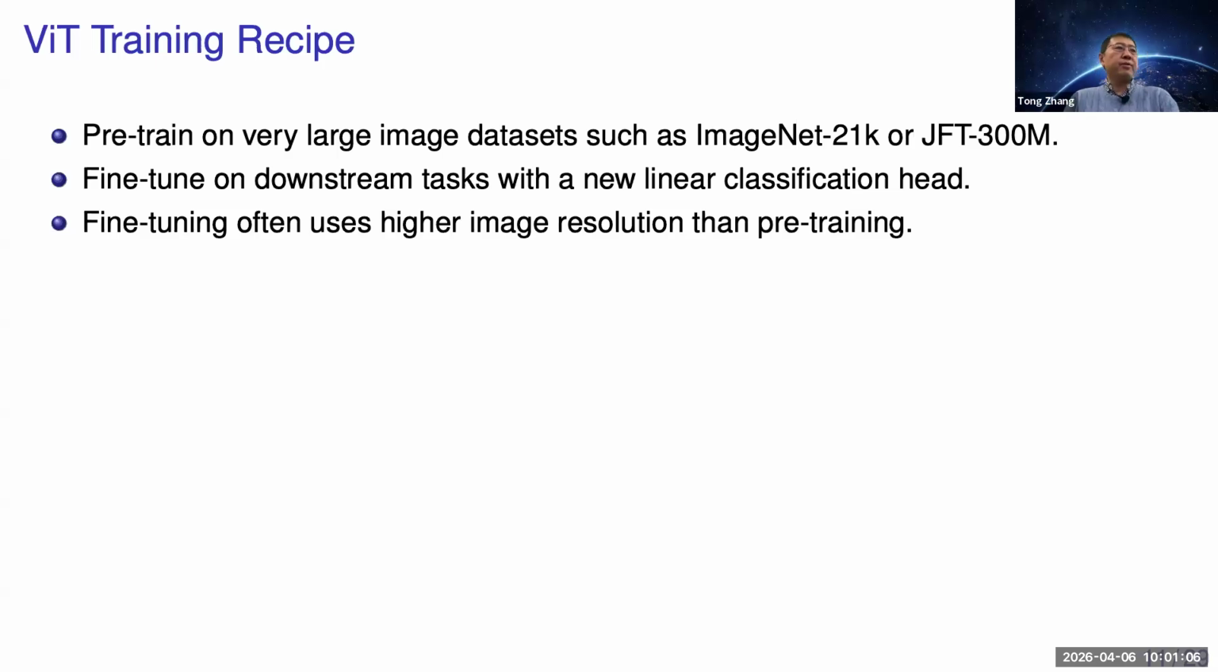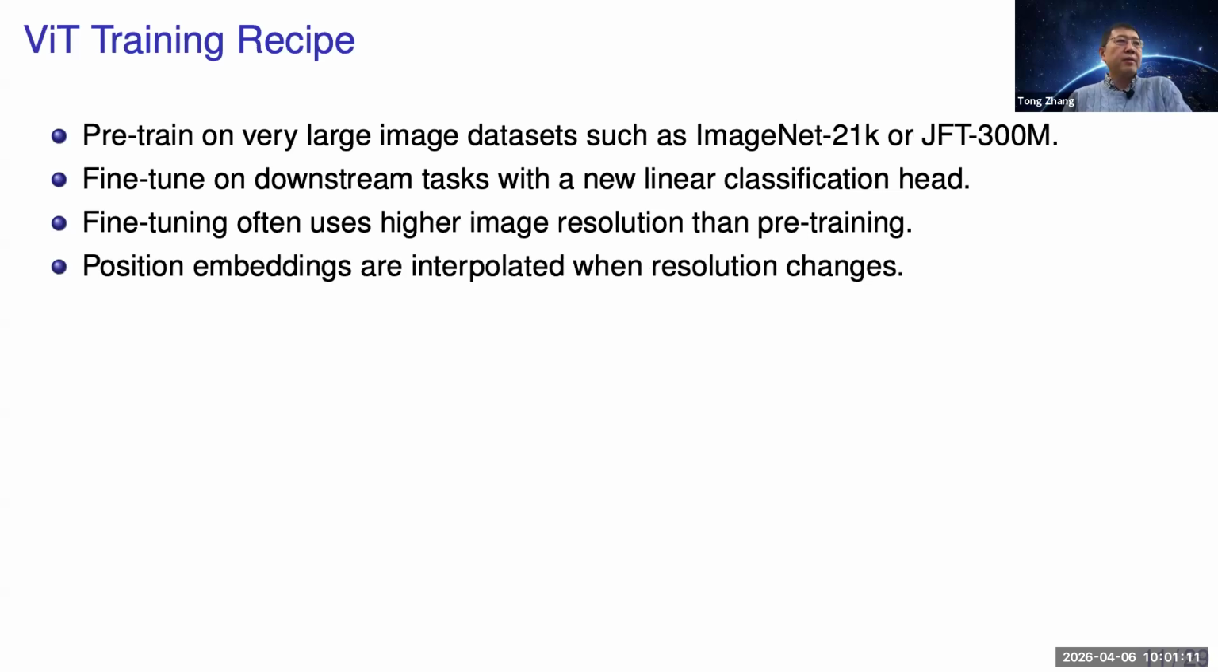Often higher image resolution than pre-training, but this depends on the task. Position embeddings are interpolated with resolution. So one option is you always scale to the same resolution, but if your resolution changes, you can also accommodate it. Essentially, let's say I pre-train on 224, and I will just fine-tune on 512. I can always interpolate the position embeddings to the new resolution and just fine-tune.